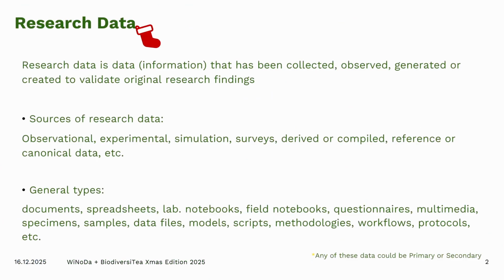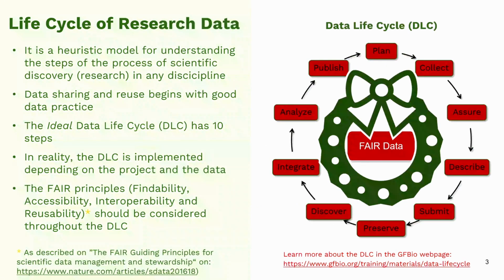When it comes to research data, we refer to the data that we have created during the course of our scientific activity, and this applies for any discipline. Of course, there are different sources and types of research data, and this can be generated for different purposes and through different processes. The data, as part of research, follows a model known as the data life cycle.